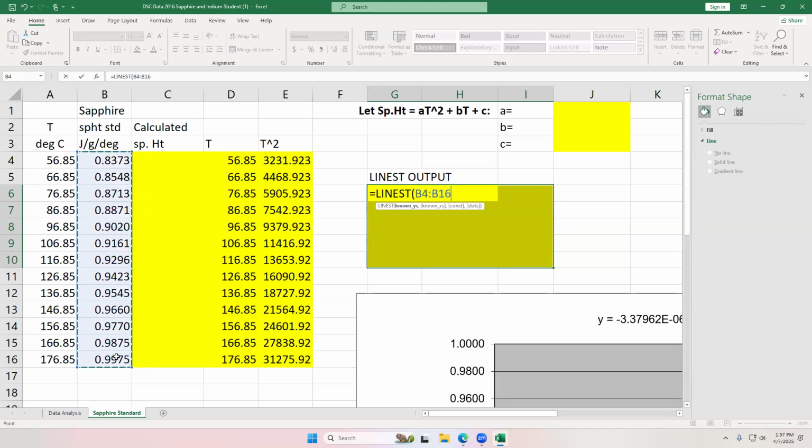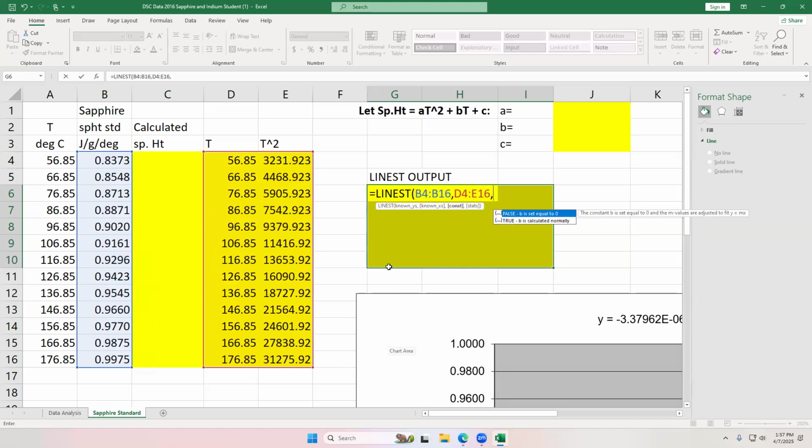It's the specific heat of the sapphire, comma. What are our X values? T and T squared. So you have to highlight the two columns right here, D4 through D16, comma. Do we want it to calculate the intercept? Yes. Okay, B is the intercept.